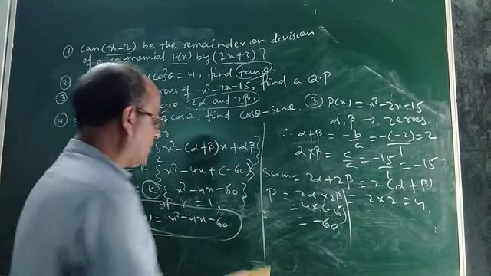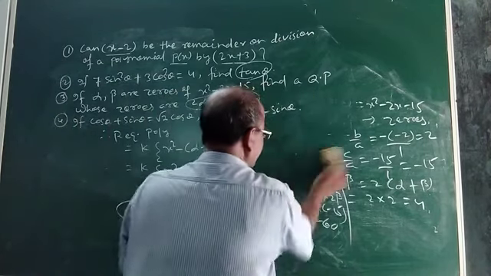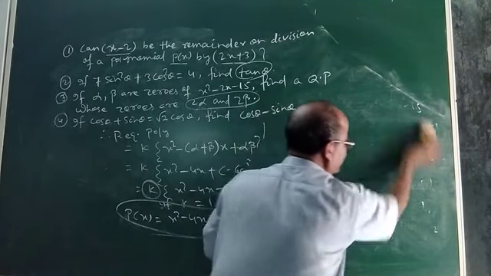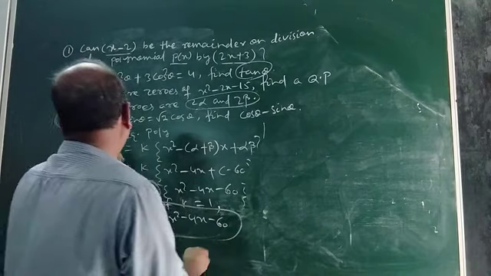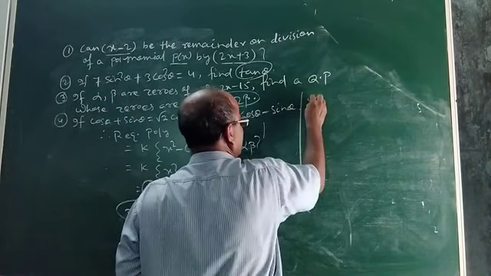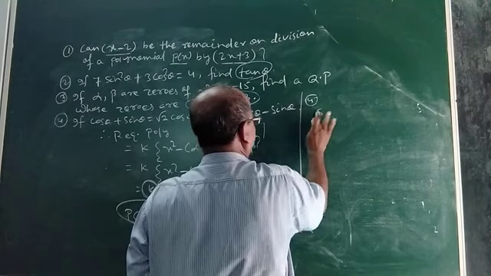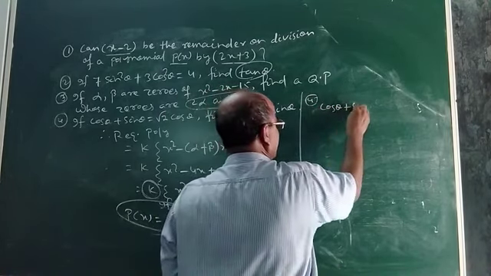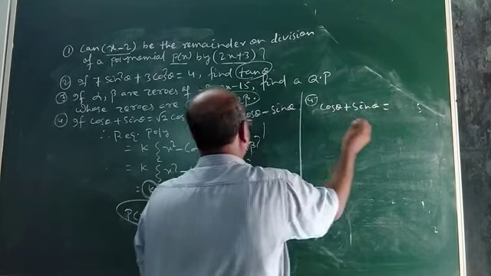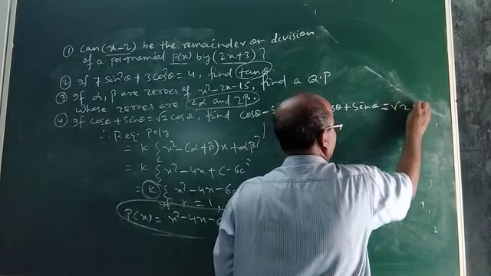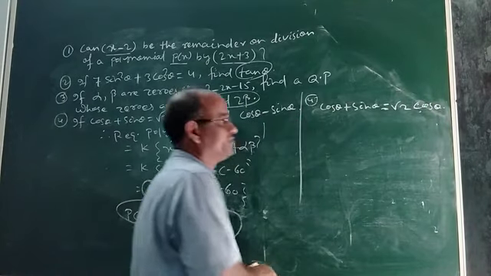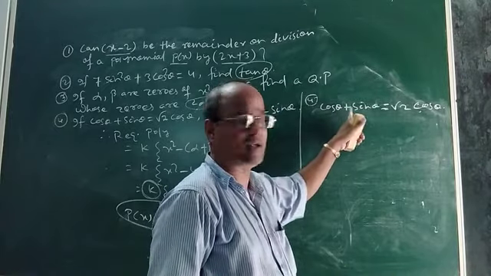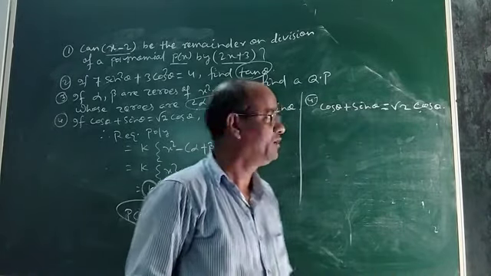Now let us discuss another one. Another question on trigonometry. It is very interesting. Suppose you are given in a particular question, question number 4, cos theta plus sin theta, that is cosine ratio of angle theta plus sine ratio of angle theta is equal to root 2 cos theta.